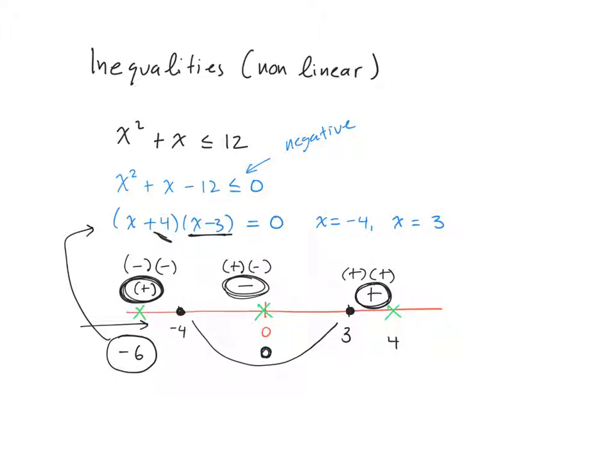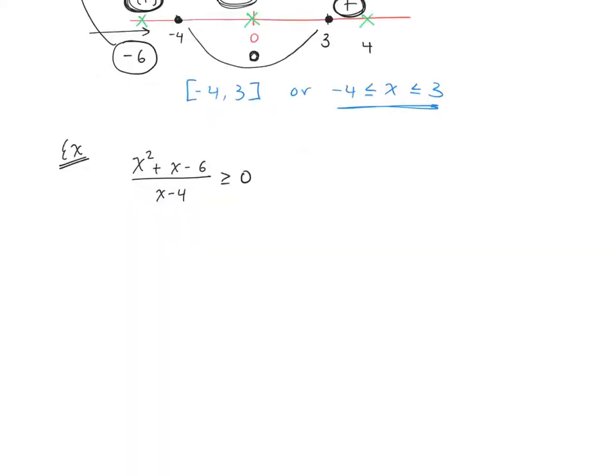So the solution, if you write it in interval notation, is from negative 4 to 3. Or you can say negative 4 is less than or equal to x, which is less than or equal to 3. This is the solution. Let's try another example. This one is very similar, except that now you are dividing by a monomial, and you have to watch out for that, because when x equals 4, 4 is not part of the domain, so it cannot be part of the solution. So you need to keep that in mind.